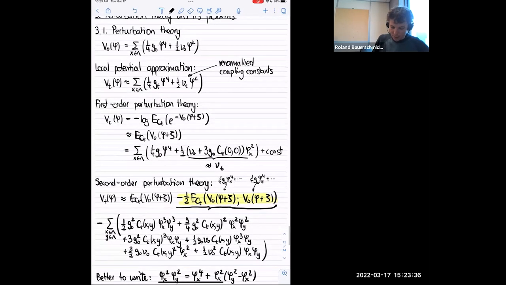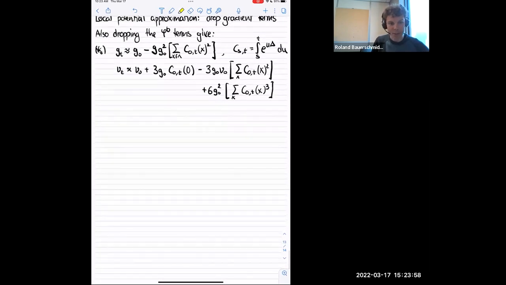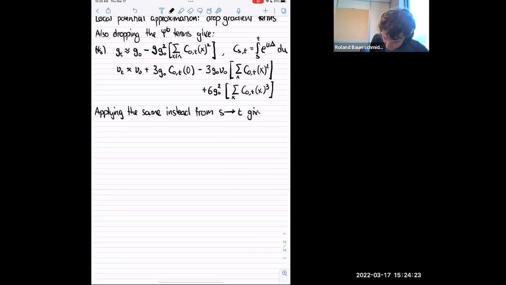If we assume this approximation here is valid, then we could have just applied the same procedure to go not from scale zero to t, but from scale s to t, where s is some intermediate scale between zero and t. If this approximation is valid, it should give the same result. So let's see what happens if you do that. Well, of course, we get the same equations, except that zero is replaced by s.